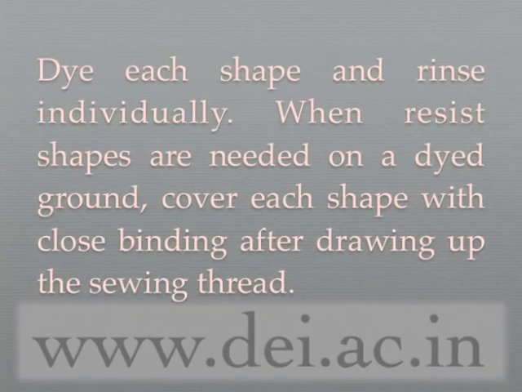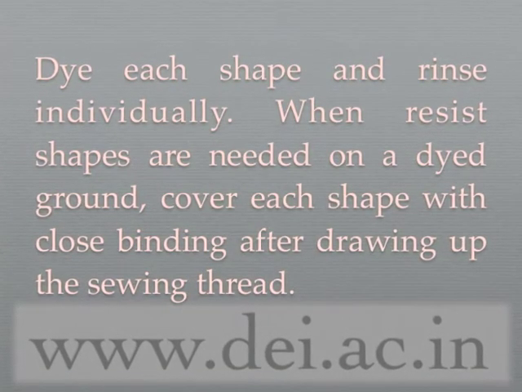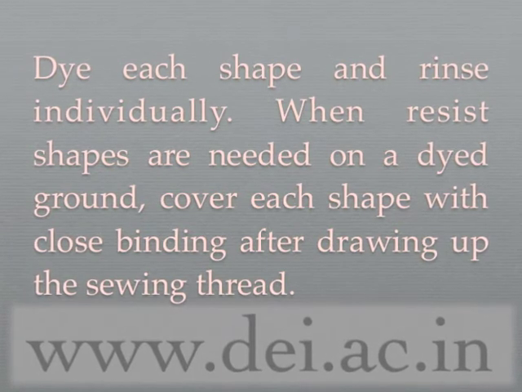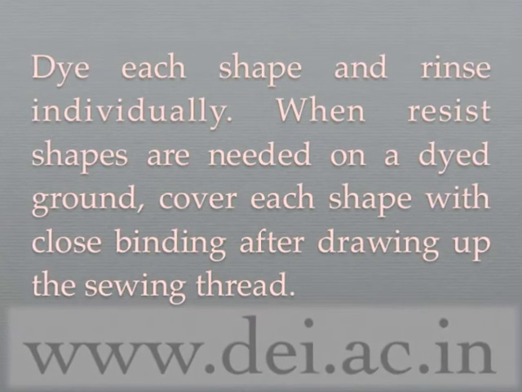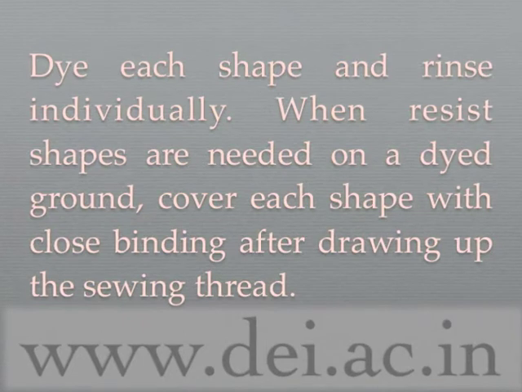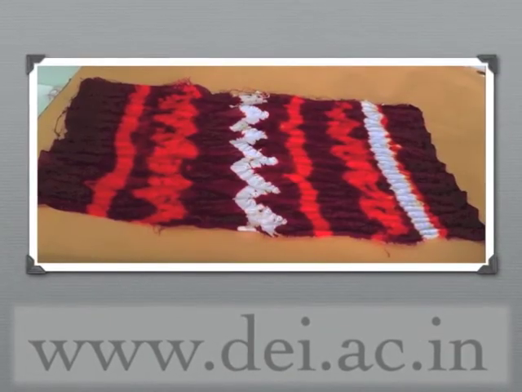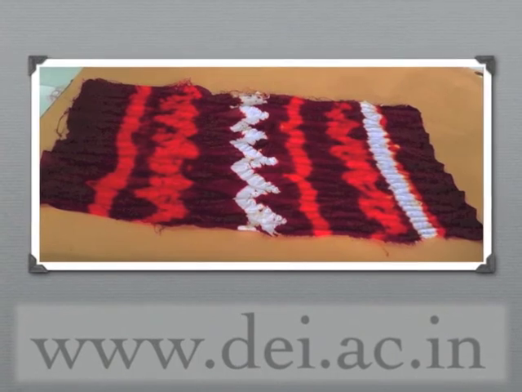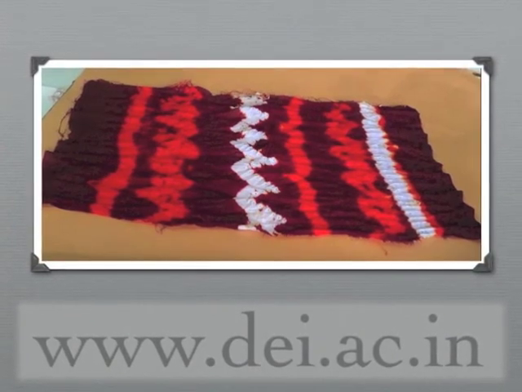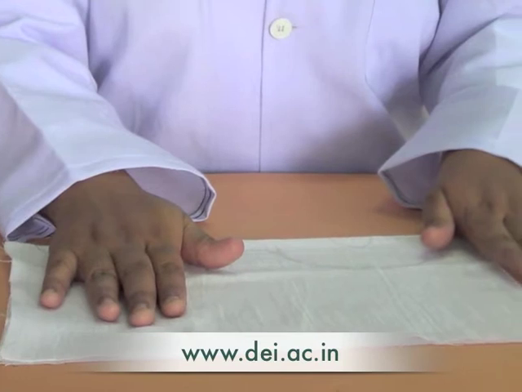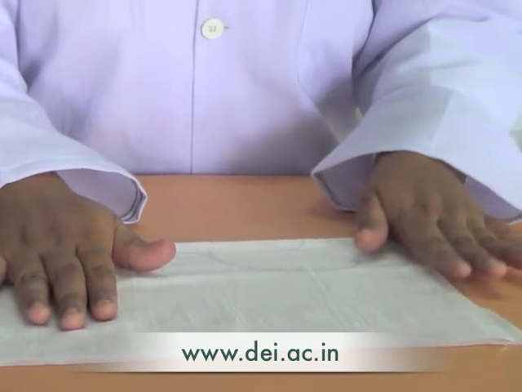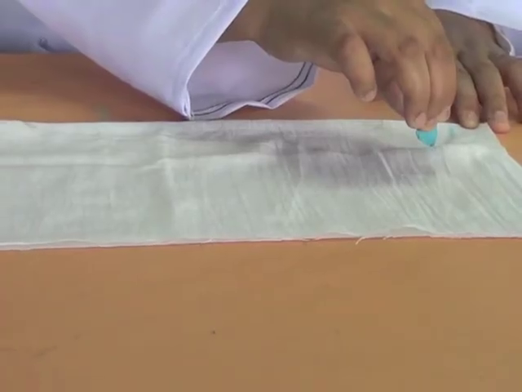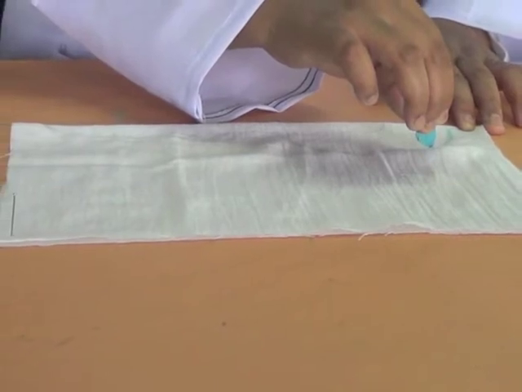Asymmetrical shapes. When resist shapes are needed on a dyed ground, cover each shape with close binding after drawing up the sewing thread. A symmetrical shape may be halved, drawn and sewn on double cloth.